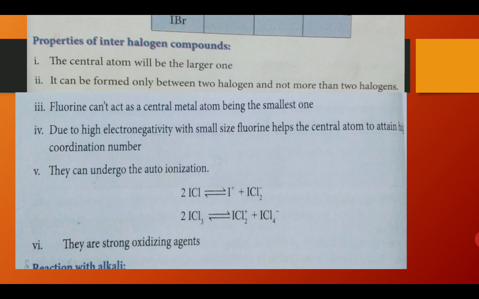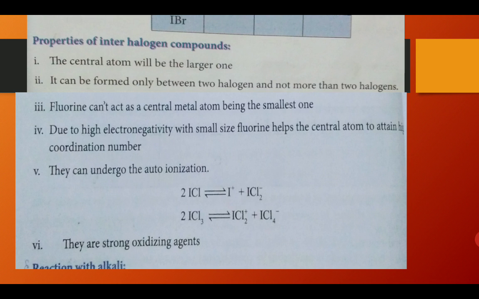Due to high electronegativity and small size, fluorine helps the central atom to attain high coordination number. They can also undergo autoionization. See the example down: 2ICl gives I+ and ICl2-. The next, 2ICl3 gives ICl2+ plus ICl4-. So this is the ionization equation.